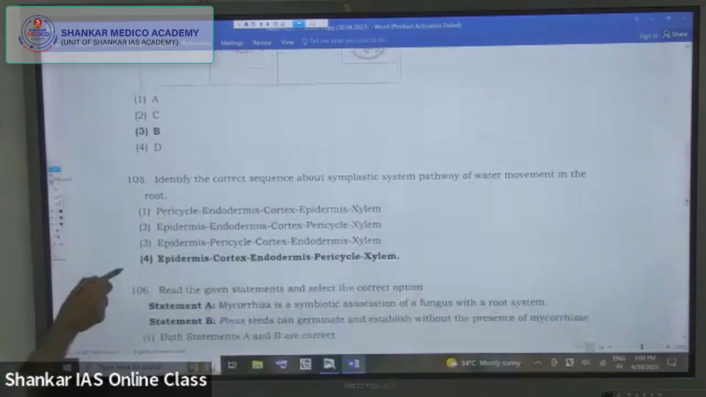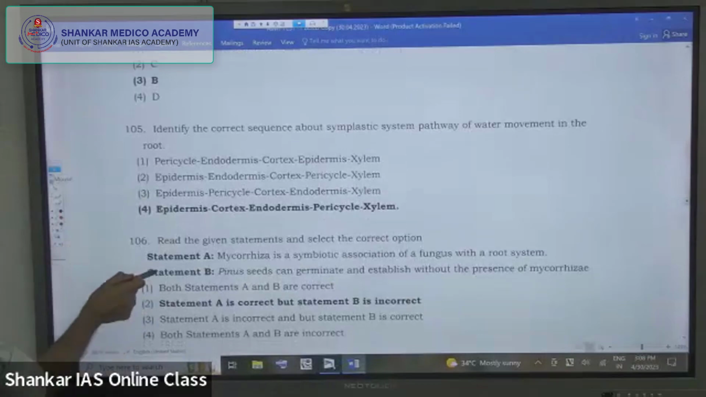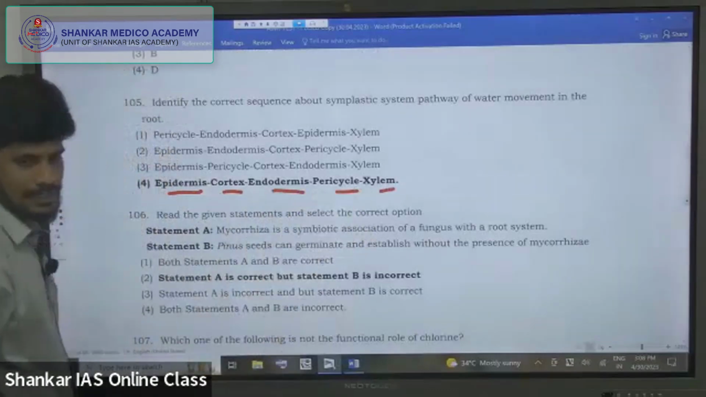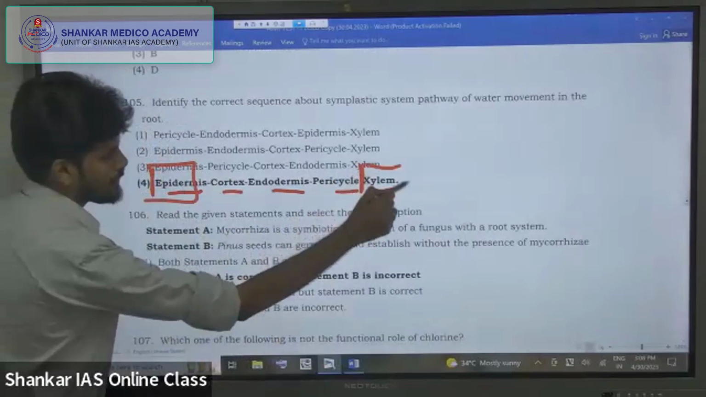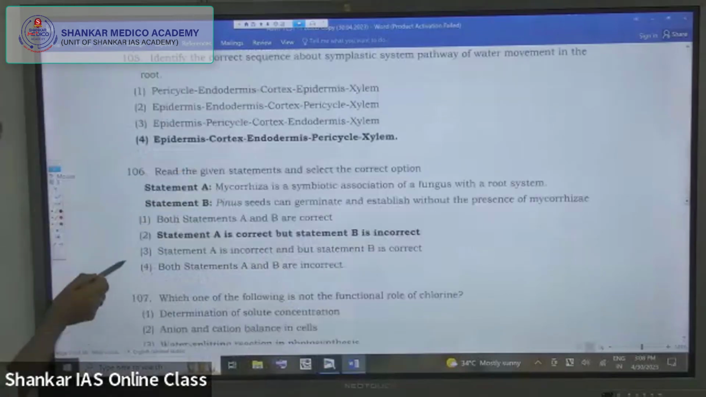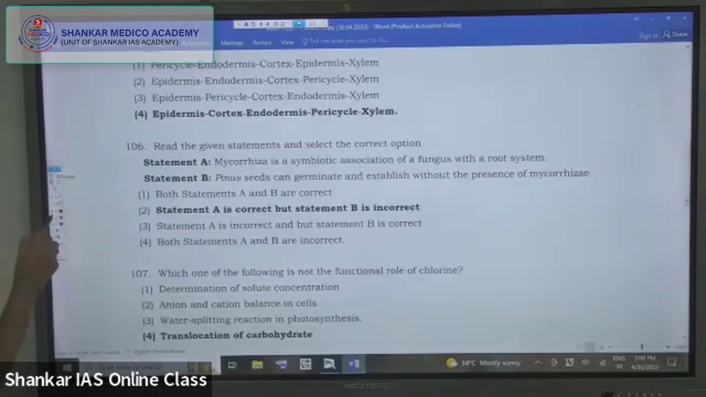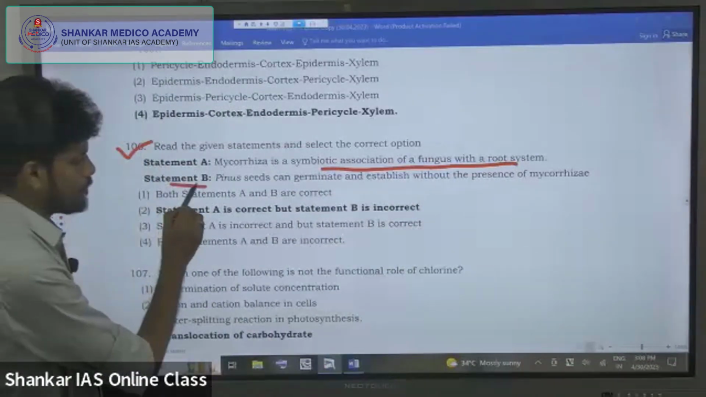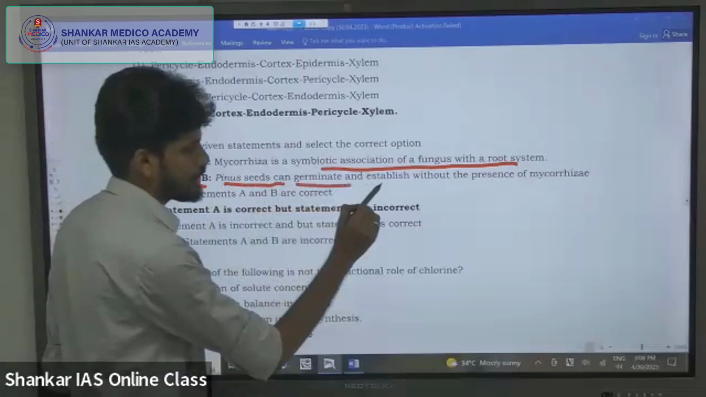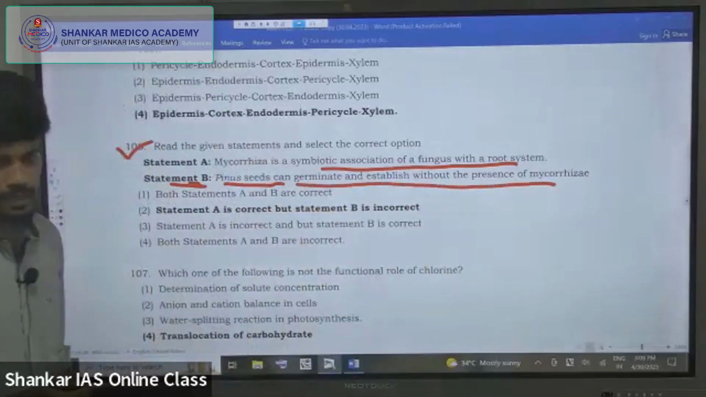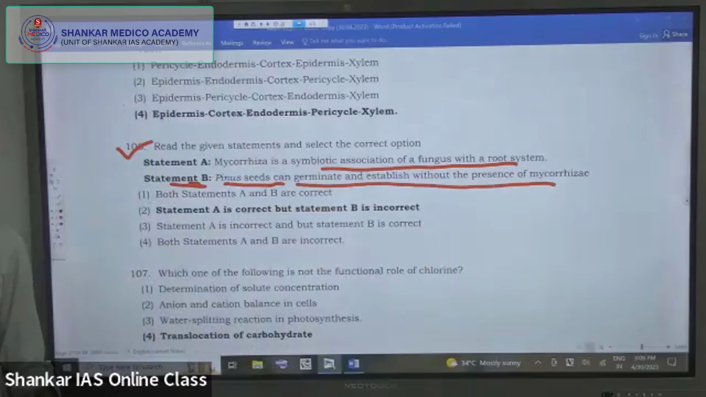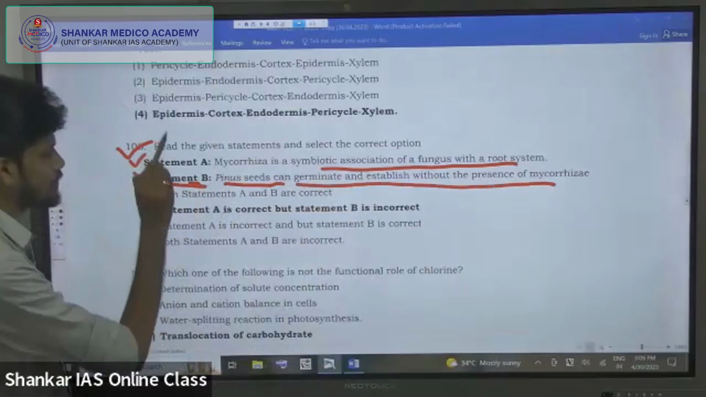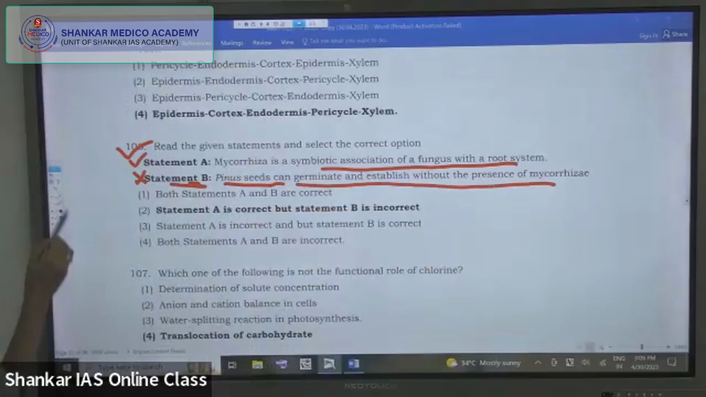Then, identify the correct statement about the symplastic pathway movement in the root. This will be the epidermis, cortex, endodermis, pericycle, and xylem. So it starts with the epidermis and ends with the xylem. Then these are the two statements I have given. Statement A: mycorrhiza is a symbiotic association of a fungus with a root system. That is correct. Statement B: Pinus seeds can germinate and establish without the presence of mycorrhiza. Here the Pinus seed cannot germinate because the association is obligatory. So statement A is correct and statement B is incorrect.